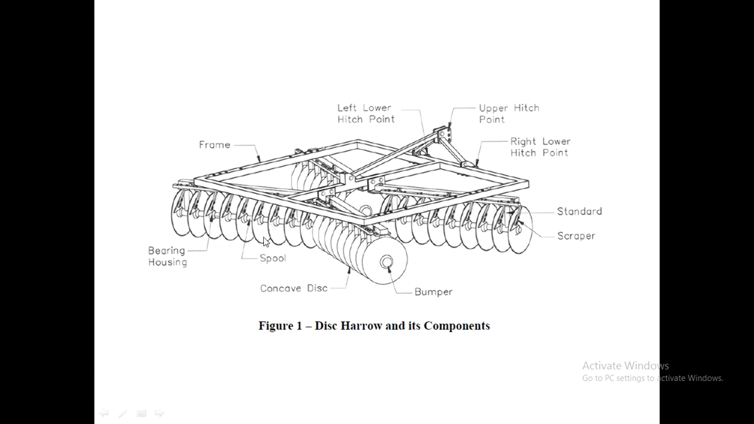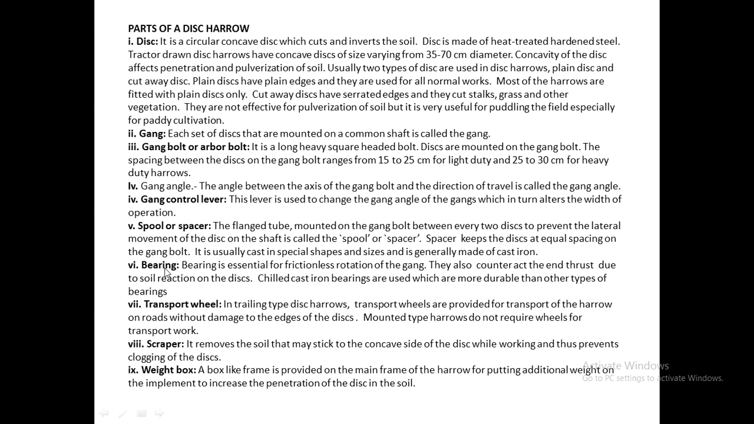So every time before we start using the disc harrow in the field, we can check for the spool spacing in order to achieve the required depth of tillage. And then we have the bearings, we have the transport wheel. The transport wheels are used for transporting the harrow on roads without causing any damage to the discs.